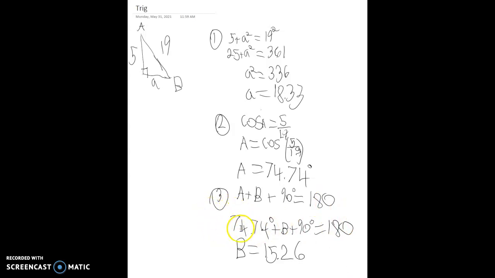So then we know angle A is 74.74 degrees. So we put that in for angle A plus angle B plus 90 degrees. We can then figure out that B equals 15.26 degrees because we have all the other letters filled out.